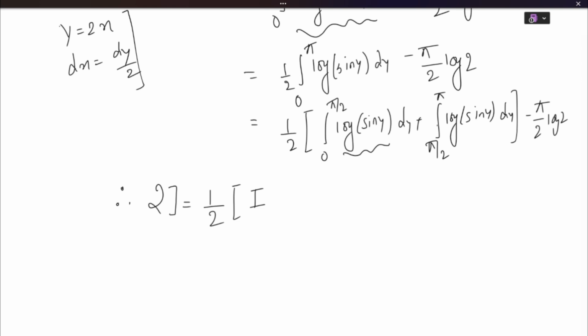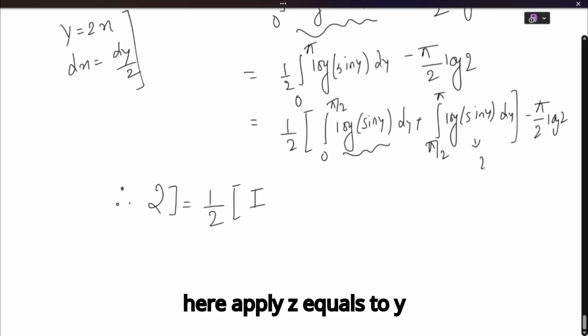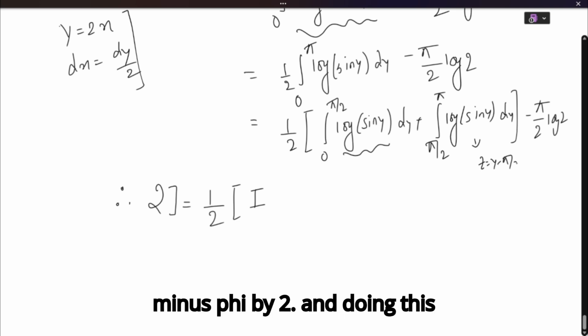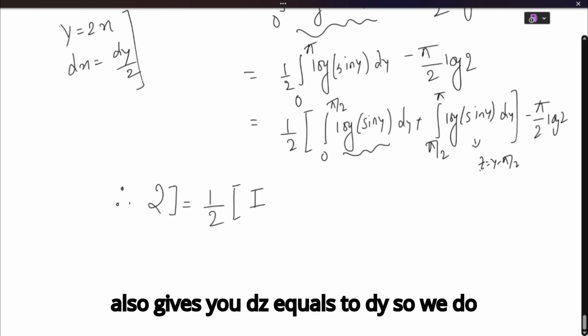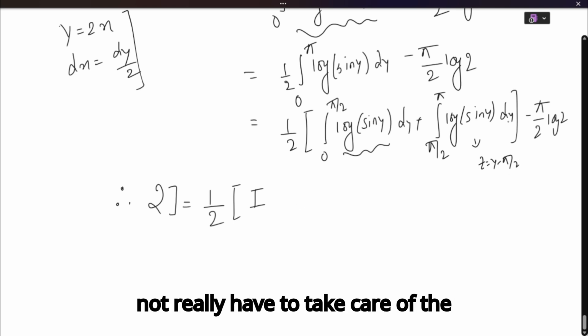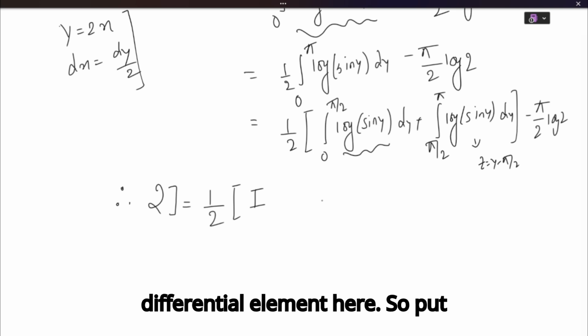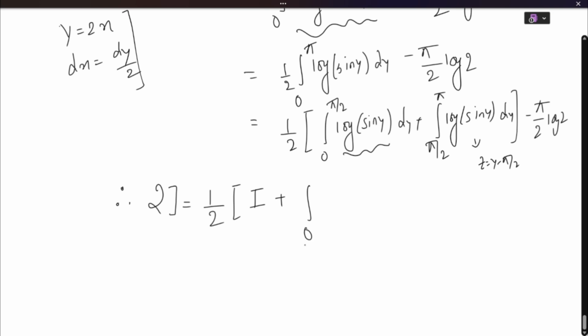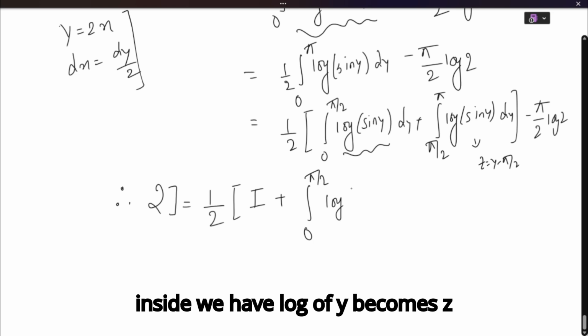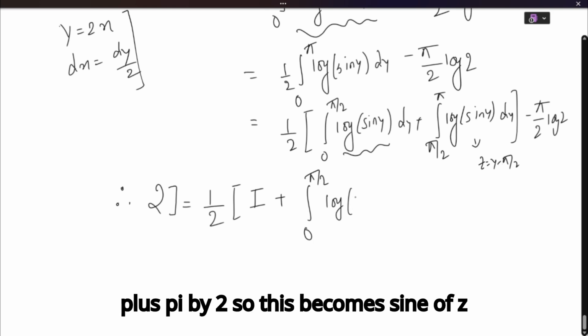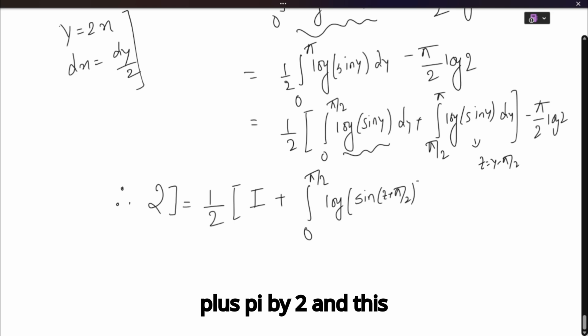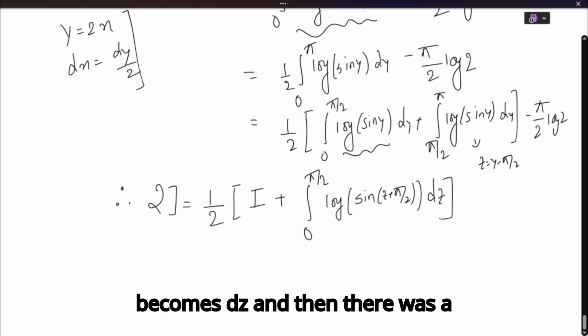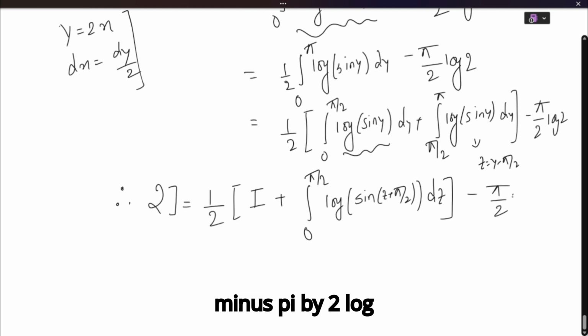In the next one, here, apply z equals y minus pi by 2. And doing this also gives you dz equals dy, so we do not really have to take care of the differential element here. But the limits become 0 to pi by 2. And inside we have log of y becomes z plus pi by 2. So this becomes sine of z plus pi by 2. And this becomes dz. And then there was a minus pi by 2 log 2.